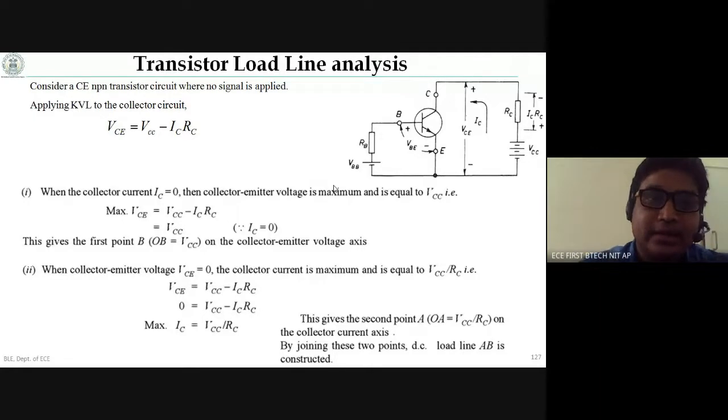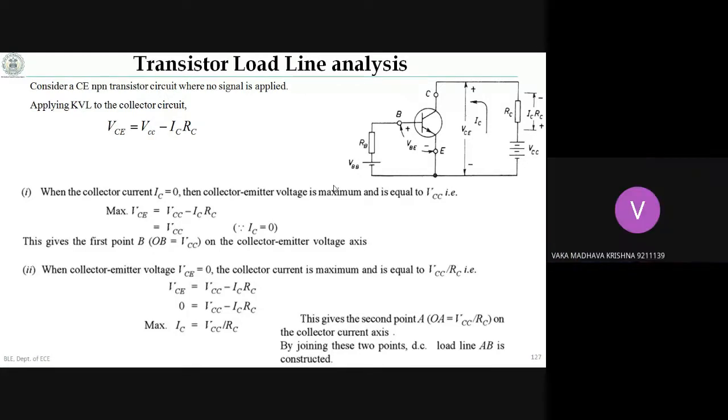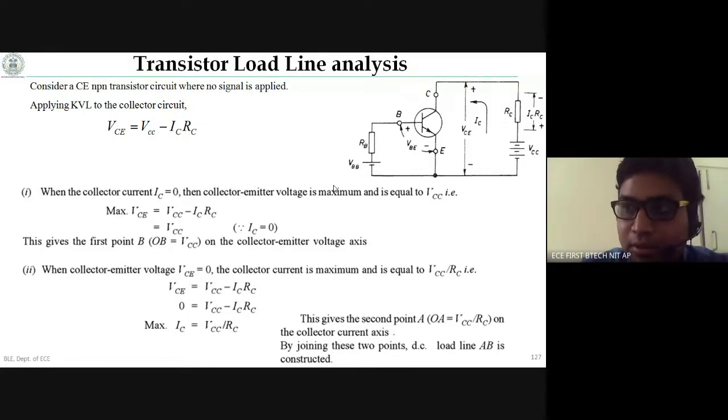So what happens is that when we want the transistor to be operated in a proper region, we need to know what actually its Q point is, which you call the operating point or quiescent point. Generally the Q point is located on the load line. But before that you need to draw the load line so that you can get to know where the Q point is located.